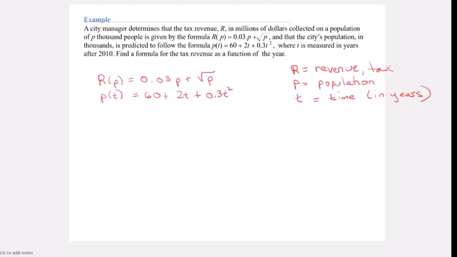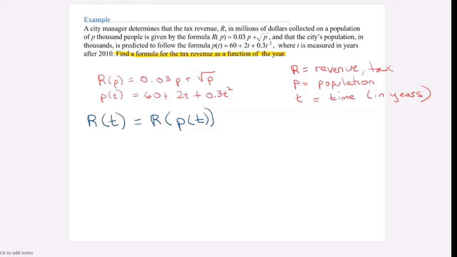All right. Now, we want to find a formula. So here's the question. Find a formula for the tax revenue as a function of the year. Basically, what they're asking for is R as a function of T. And as you can see, we don't have that. But we do have P as a function of T, and we have R as a function of P. So I could write this as R of P of T.